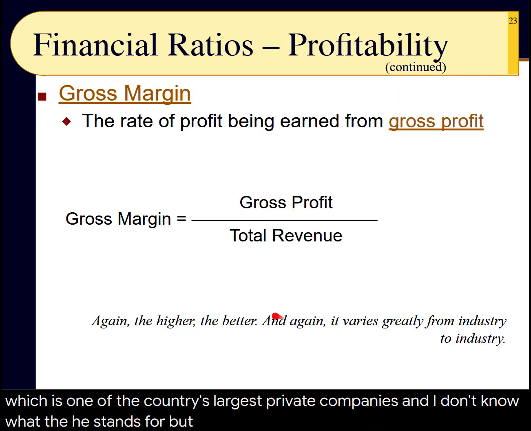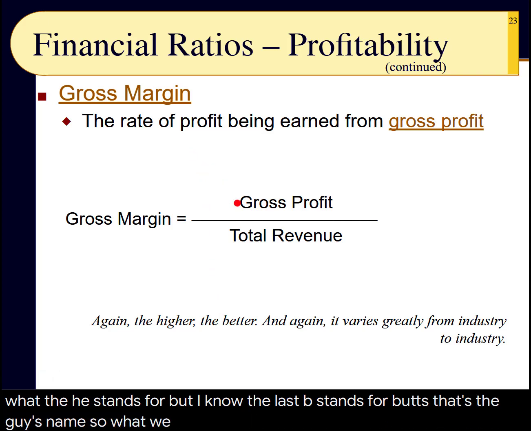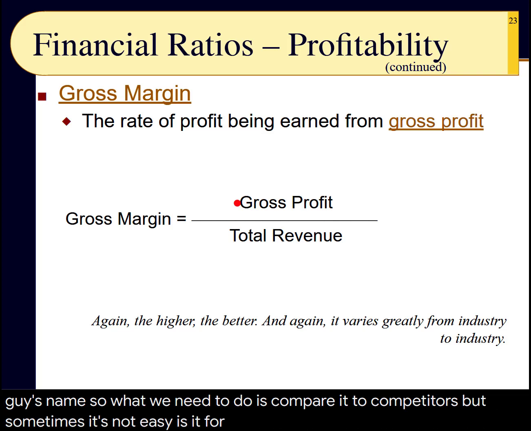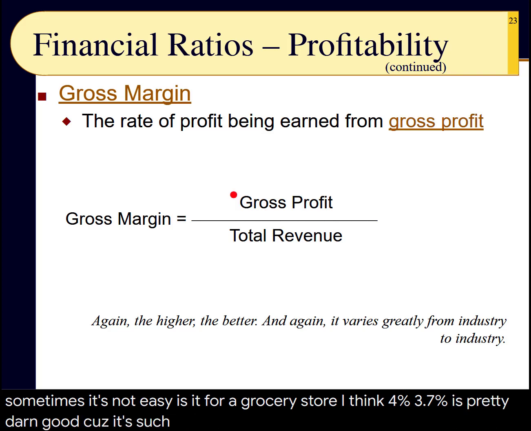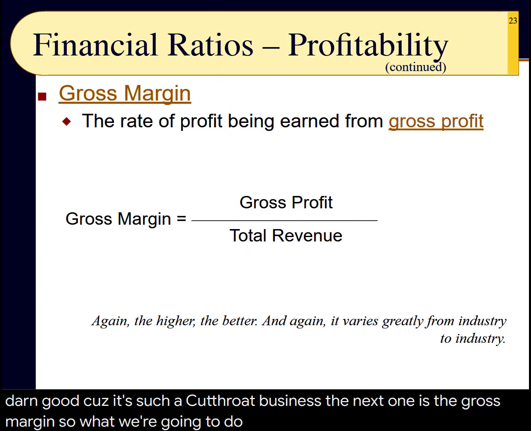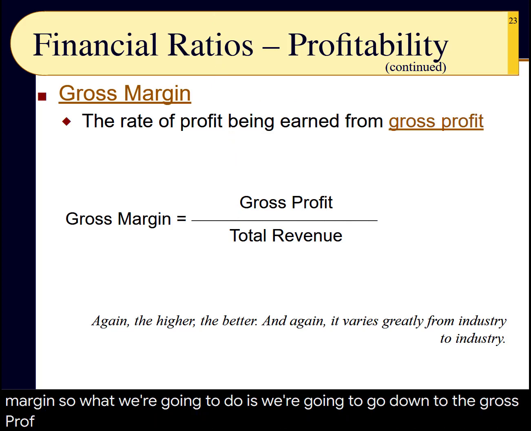The next one is the gross margin. So what we're going to do is go down to the gross profit, which is after we've taken out all the cost of goods sold. If you go back and take a look at the income statement, you'll see that we started with the total revenue, and then we remove the cost of goods sold, or how much it cost us to buy the stuff that we sold. And then we wind up with the gross profit.